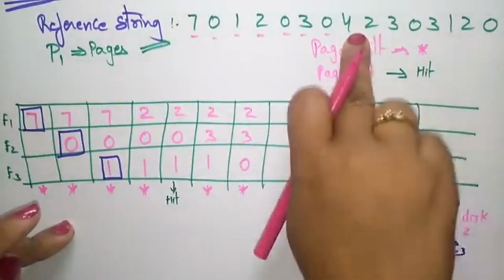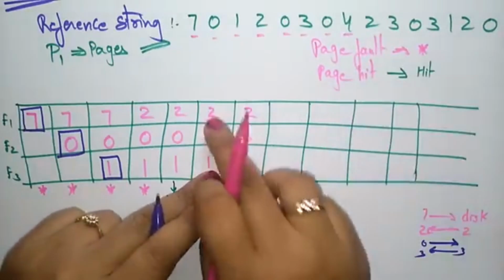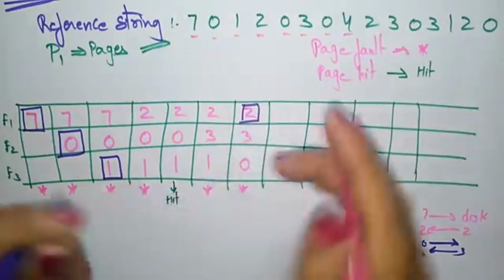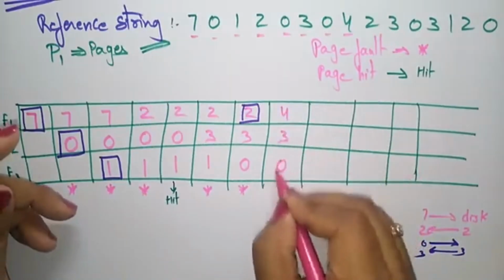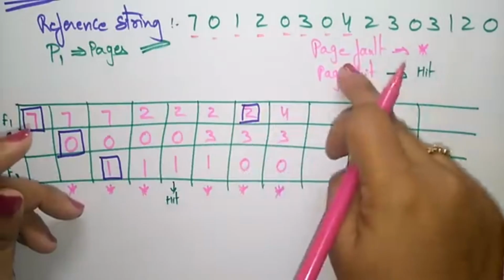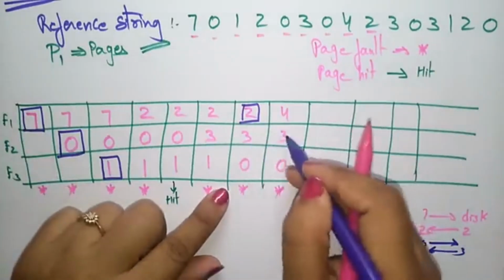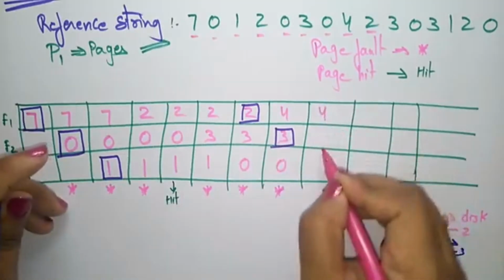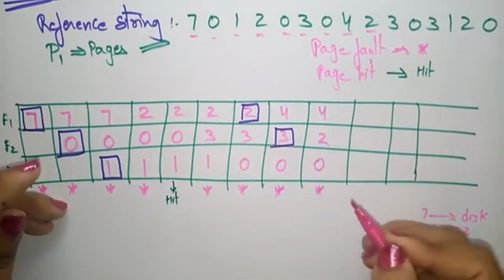So next I want to place 4. Okay. So which one has to be replaced? I have to replace 2. So 4, 3, 0. So this is also a page fault because 4 is not present. Next I have to place 2. Now 3 has to be replaced. 4, 2, 0. So this is also a page fault.